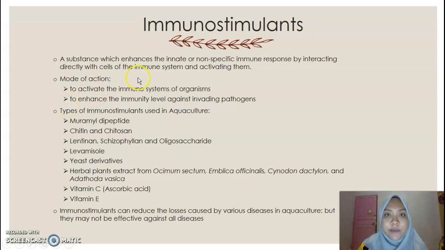We can get the immunostimulant from bacteria, polysaccharide, animal or plant extract. This is the type of immunostimulant that has been used in aquaculture. Same with probiotic, immunostimulant also can be mixed with feed nutrition. However, a research reported that the effective method to give immunostimulant to the fish is by injection.